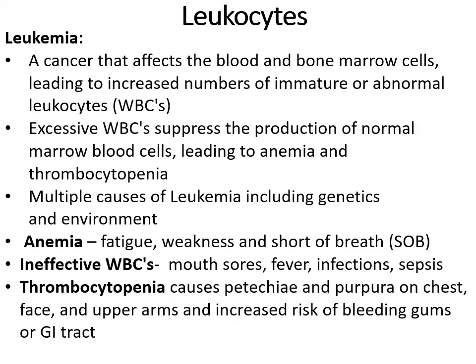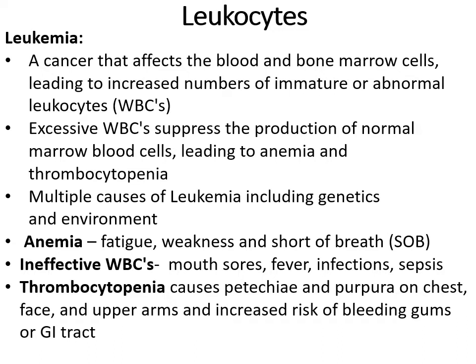Thrombocytopenia, that's where you start to get your platelets dropping below 150,000. That's going to cause petechiae on your skin, those little tiny pin dot red markings on your skin are little tiny hemorrhages from your capillaries. Purpura are the bigger bruises on your skin, on your face, on your arms, on your legs.